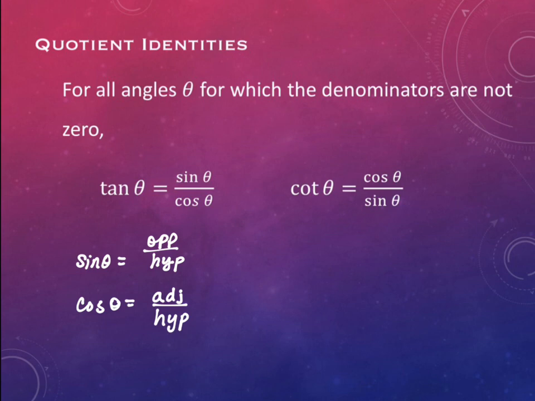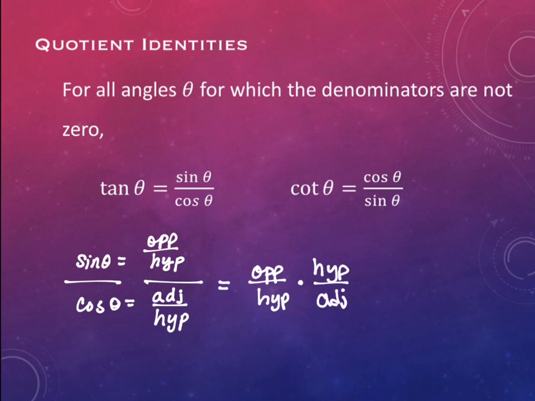Everybody good so far? Now, if I divided these, I could actually multiply by the reciprocal, opposite over hypotenuse, times, instead of adjacent over hypotenuse, it will be hypotenuse over adjacent. And look what's going to happen. Hypotenuses cancel, right? Because they're across diagonals of one another. And I would get opposite over adjacent, which is exactly what I called tangent.